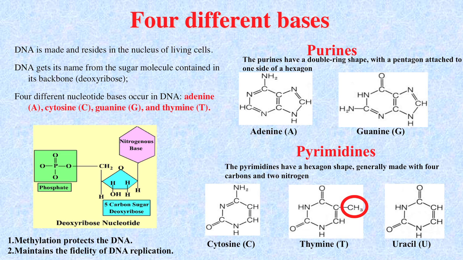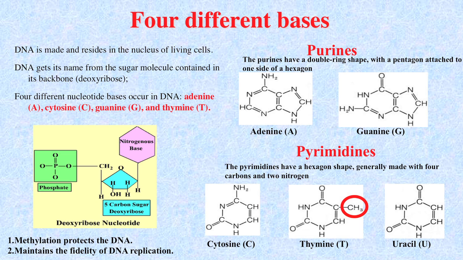There are 4 different bases. In the case of DNA, we have adenine, cytosine, guanine and thymine. If you look into these 4 bases, they are classified in 2 groups. One is called purines. It has a double ring shape. Here is one ring, and this is another ring shape, with a pentagon attached to one side of the hexagon. So, this is the hexagon and this is another pentagon attached to this hexagon.